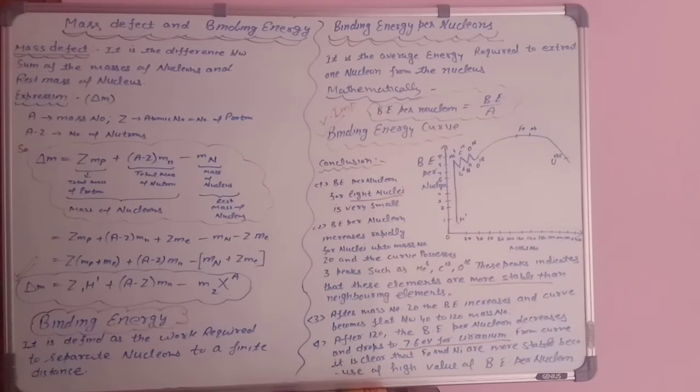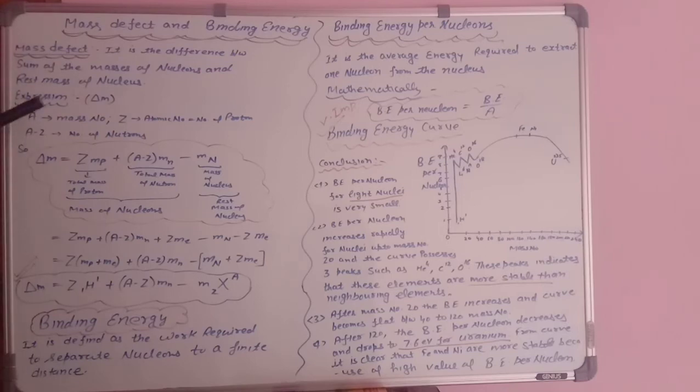Actually, as you know, in the nucleus there is proton and neutron. So the total mass of the nucleus should be equal to the total mass of protons plus the total mass of neutrons. But it was observed that this is not so. There is some difference between the mass of nucleons and the mass of nucleus, and that difference is called mass defect. I hope students it is clear.